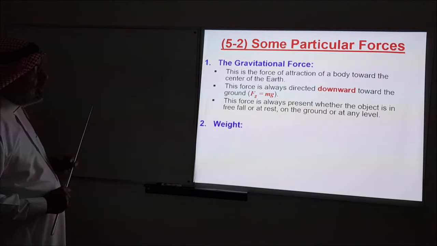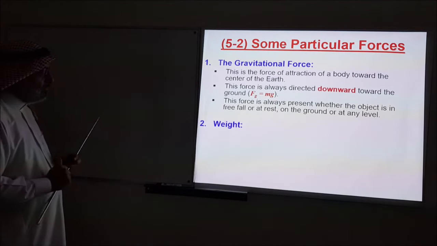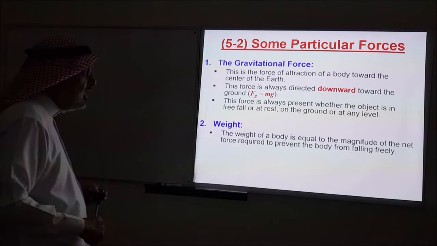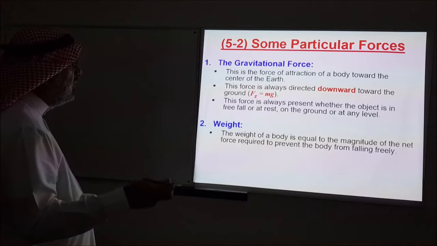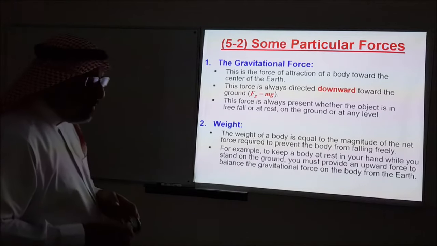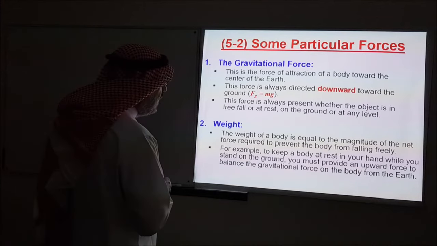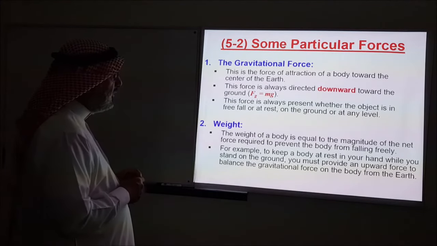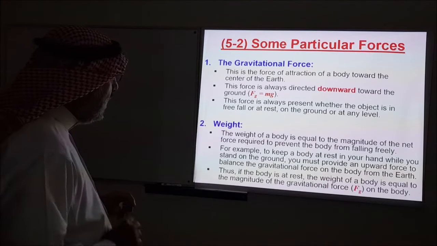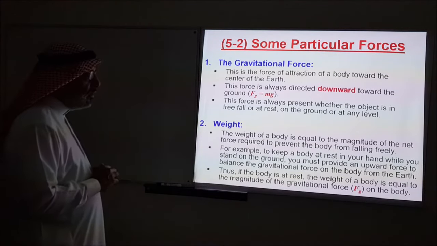The second force is the weight, which is very connected to the gravitational force but could be different from it. What is the weight? The weight of a body is equal to the magnitude of the net force required to prevent the body from falling freely. For example, to keep a body at rest in your hand while you stand on the ground, you must provide an upward force to balance the gravitational force on the body from the Earth. And because of that, if the body is at rest, the weight of a body is equal to the magnitude of the gravitational force on the body.